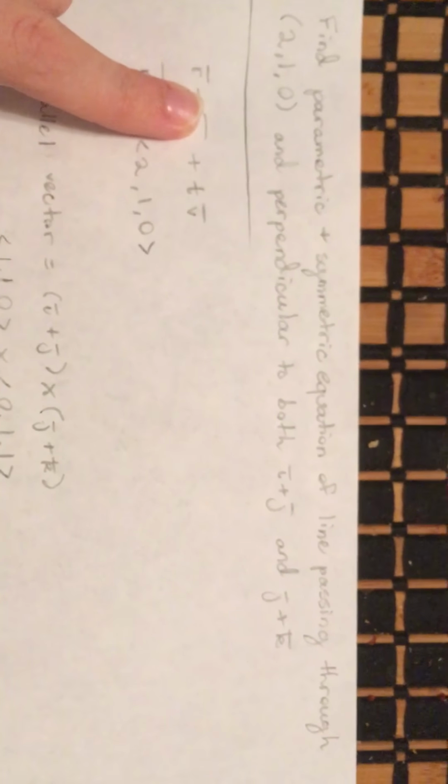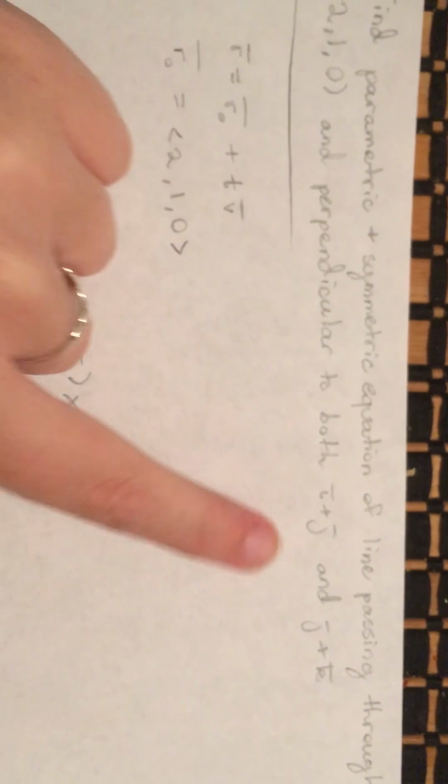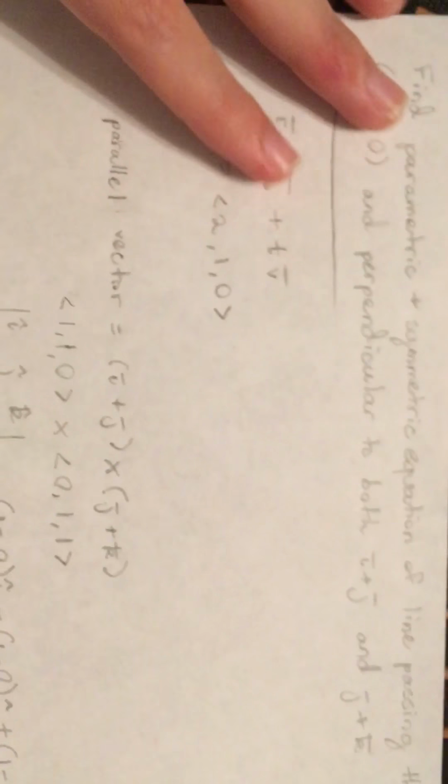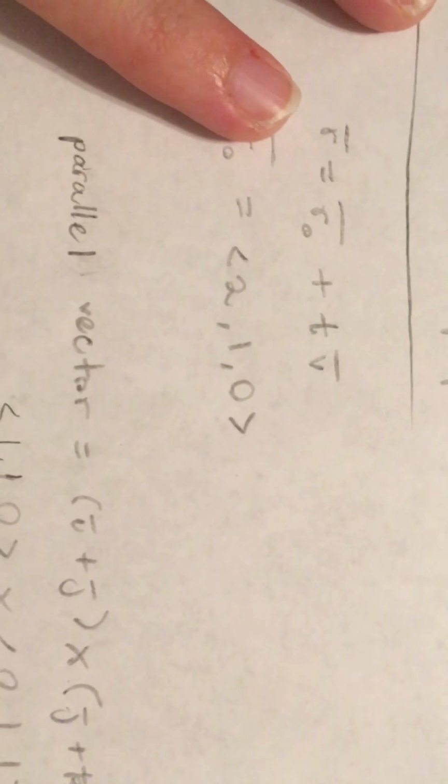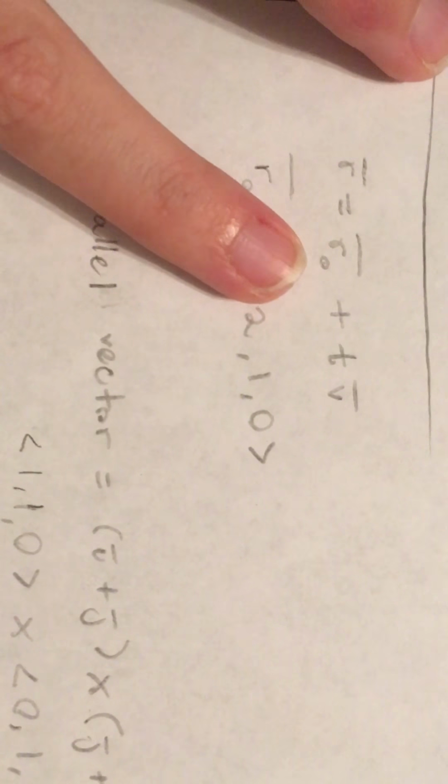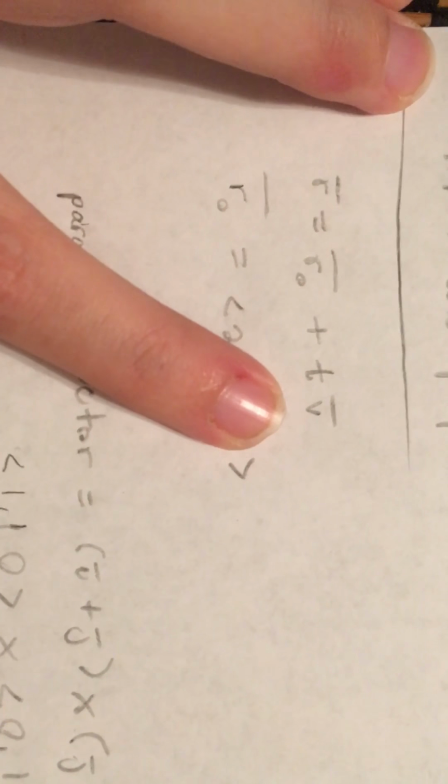This problem is going to be finding the parametric and symmetric equation of the line passing through the point (2, 1, 0) and perpendicular to the lines i + j and j + k. So we know that our equation of a line is the vector r is equal to the vector r naught plus t times the vector v.